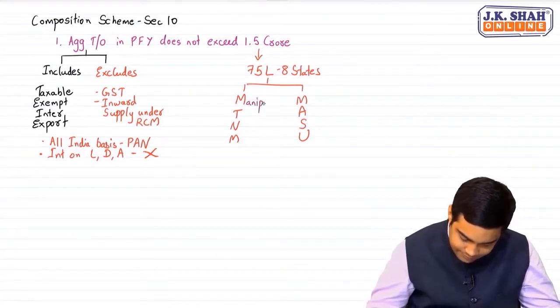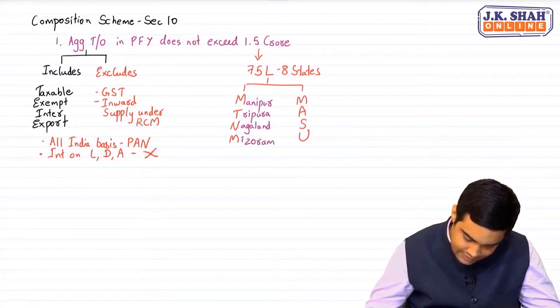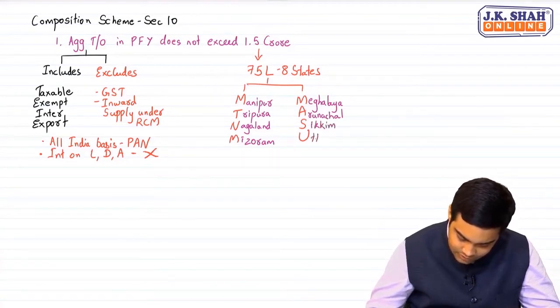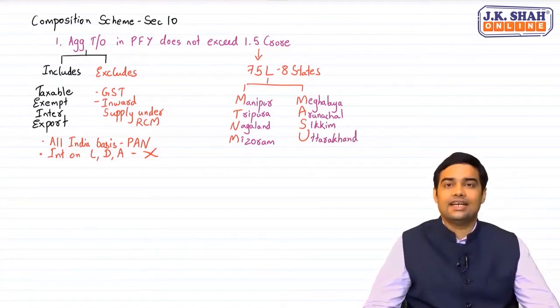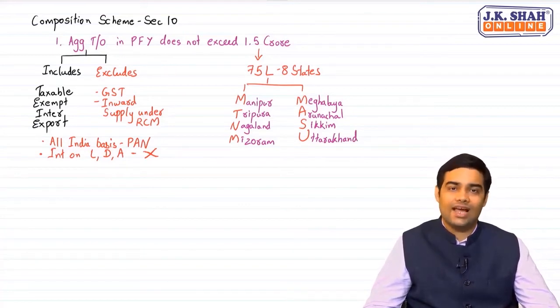Manipur, Tripura, Nagaland, Mizoram. And Masu would be Meghalaya, Arunachal Pradesh, Sikkim, and finally Uttarakhand. So if one of the branches is there in these 8 states, then the composition limit for such person would be 75 lakh and not 1.5 crore.